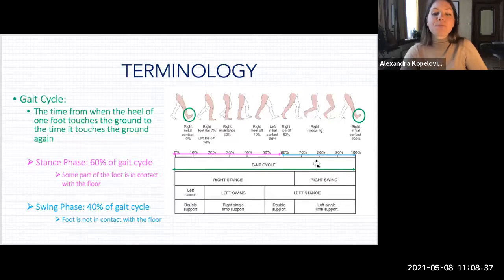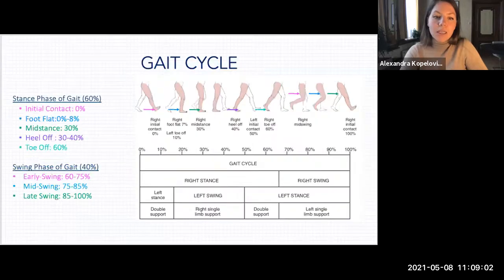Here, the gait cycle is identified from 0% to 100%, and that's an entire gait cycle here, marked with a green arrow. The gait cycle is divided into 2 phases, the stance phase, and obviously that's when the foot is completely on the ground, and the swing phase of the gait cycle, and that's when the foot is off the ground. Stance phase takes up 60% of the entire gait cycle, while swing phase takes up 40% of the entire gait cycle.